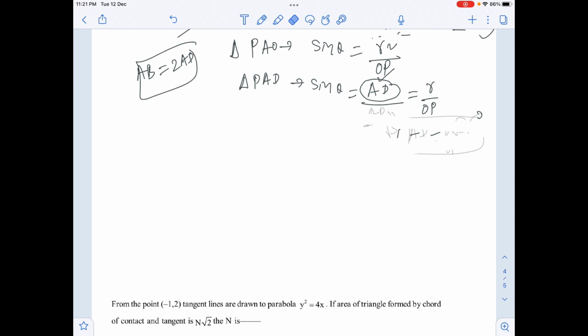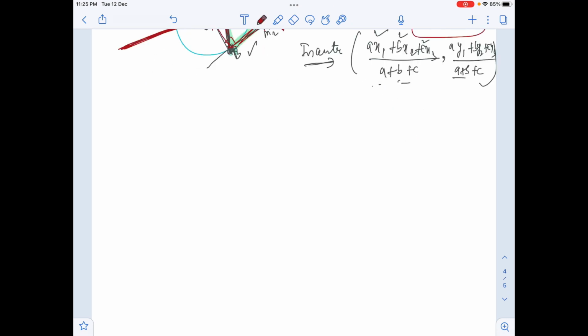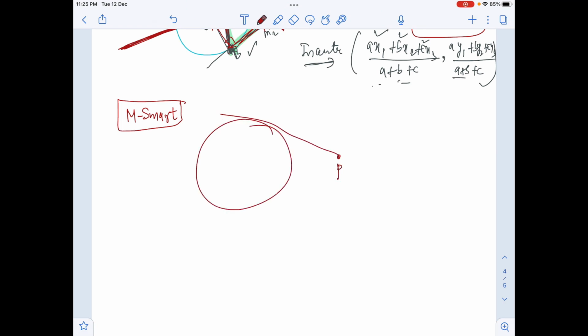So now, what is the smart solution possible? Absolutely possible. Okay, now what we will do, instead of doing this question in a lengthy way, we'll try to see the smart solution of this problem. So is there any smart solution by which we can solve the problem? Answer is obviously yes. Look, let me first create the situation.